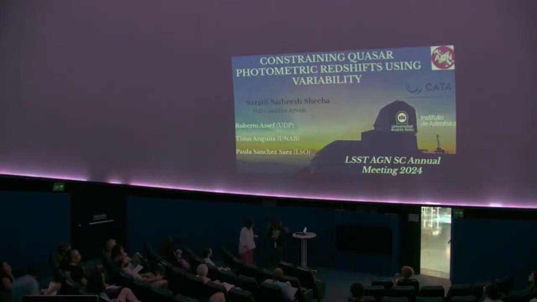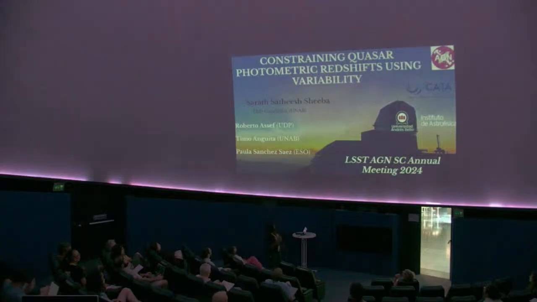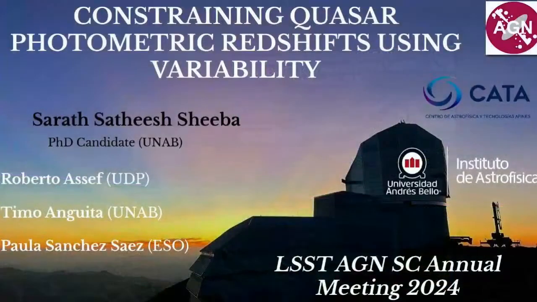Hello. Okay. I almost feel like I'm wearing a helmet. So for the people who don't know me, I'm Sarath Satheesh, and I'm a PhD candidate at the Instituto de Astrofísica at Universidad Andrés Bello in Santiago, Chile. And I'm working on training photometric redshifts using variability as a prior. It's just one of the priors that is going in along with the other priors that people are using. I'm working with Roberto and Timo and also Paula on variability and stuff. First of all, thank you to the people who are here. I see that the number has been exponentially decreasing since last week. 62. Okay, that's right.